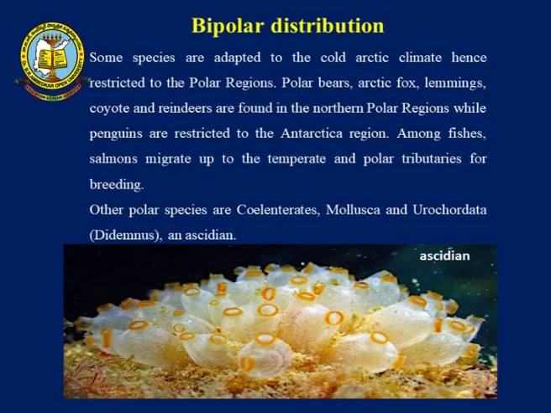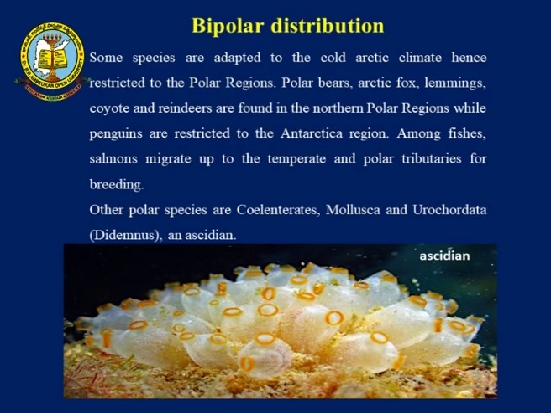The next distribution is a bipolar distribution. Bipolar, that is, found only in the polar regions. These are some animals that can adapt to the cold Arctic climate, hence restricted to the polar regions. Examples are polar bears, Arctic fox, lemmings, coyote and reindeers, found in the northern polar regions, while penguins are restricted to Antarctica, that is the southern polar region.